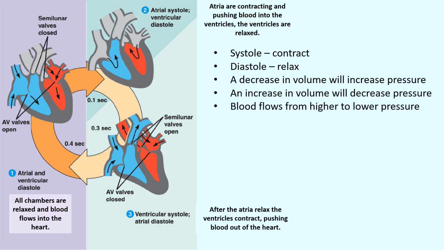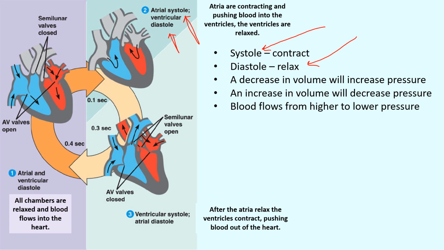So on this slide, we're going to talk through the cardiac cycle, and there's a few key things just to note before we do that. So the first thing is systole, this word translates as contract. So for example, here you can see atrial systole. That basically means that the muscle surrounding the atria is going to contract. Diastole means relax. So here, ventricular diastole, that means the muscle surrounding the ventricles is going to relax.